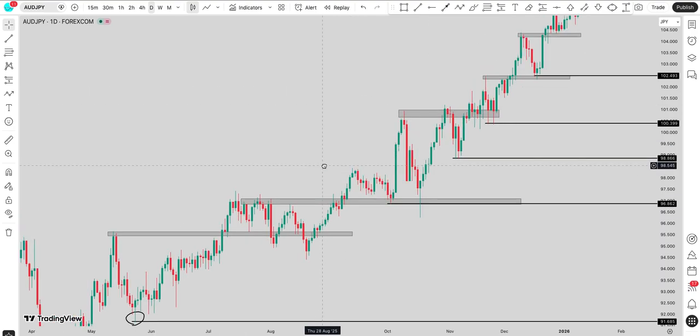So for a quick recap, market structure is simply the pattern that price creates over time, either bullish, bearish, or sideways movement. Higher highs and higher lows suggest an uptrend. Lower highs and lower lows suggest a downtrend. And when neither pattern is present, the market may be ranging. Understanding market structure won't tell you exactly where to enter the trade, but it gives you a framework for understanding what the market is doing.